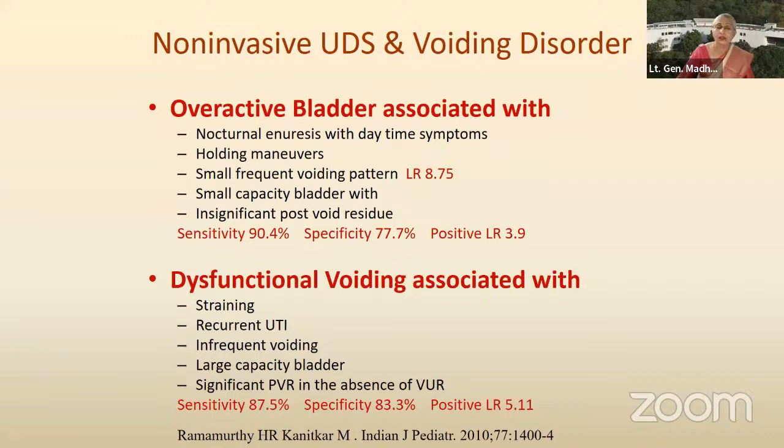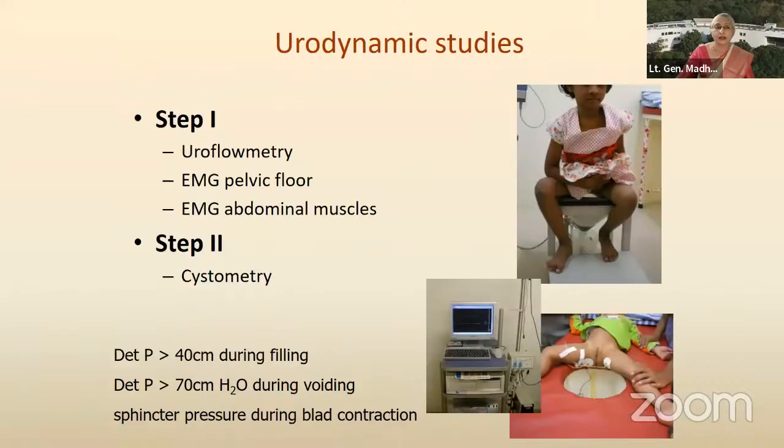And like you see, it's so simple. An ultrasound, a good history, a voiding diary, and you can be quite good about predicting the underlying disorder, because urodynamic studies are quite invasive. In step one, you do just a volume and flowmetry.